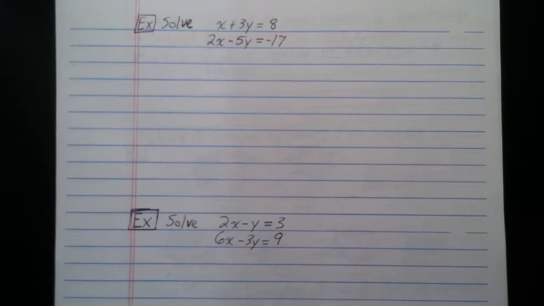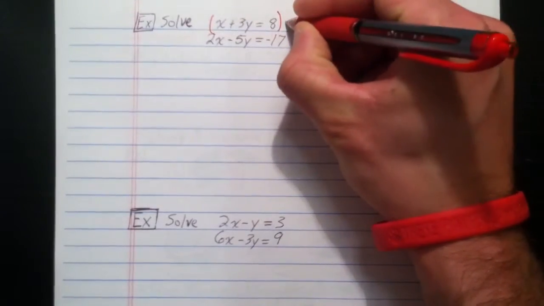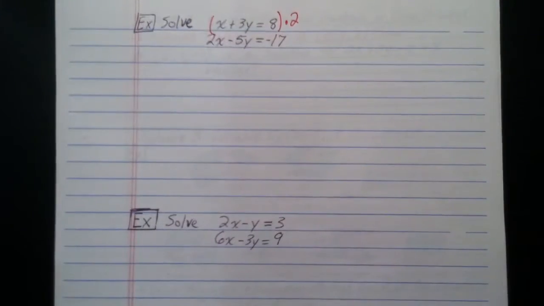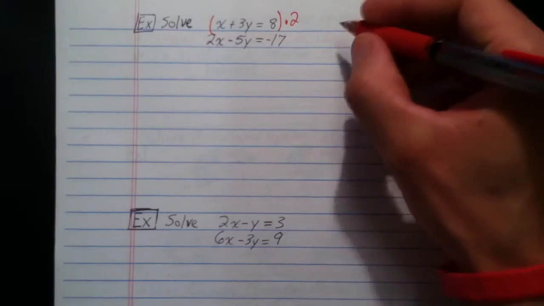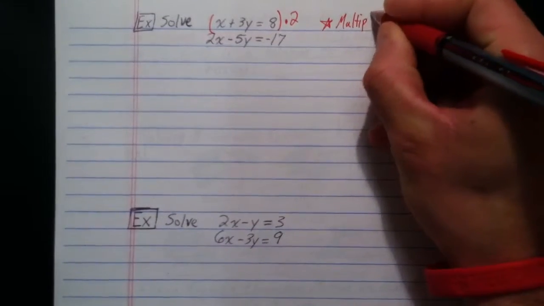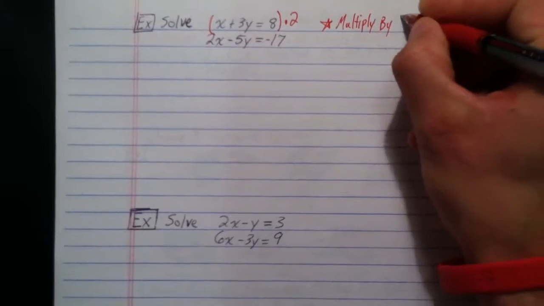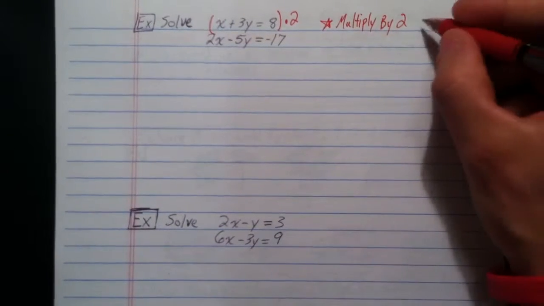So I think we're going to do that. Let's try it that way. We're going to take this equation and multiply everything in that top equation by 2. As long as we multiply on both sides by 2, then it's an okay move to make. So we're going to multiply by 2 to get the same x term.